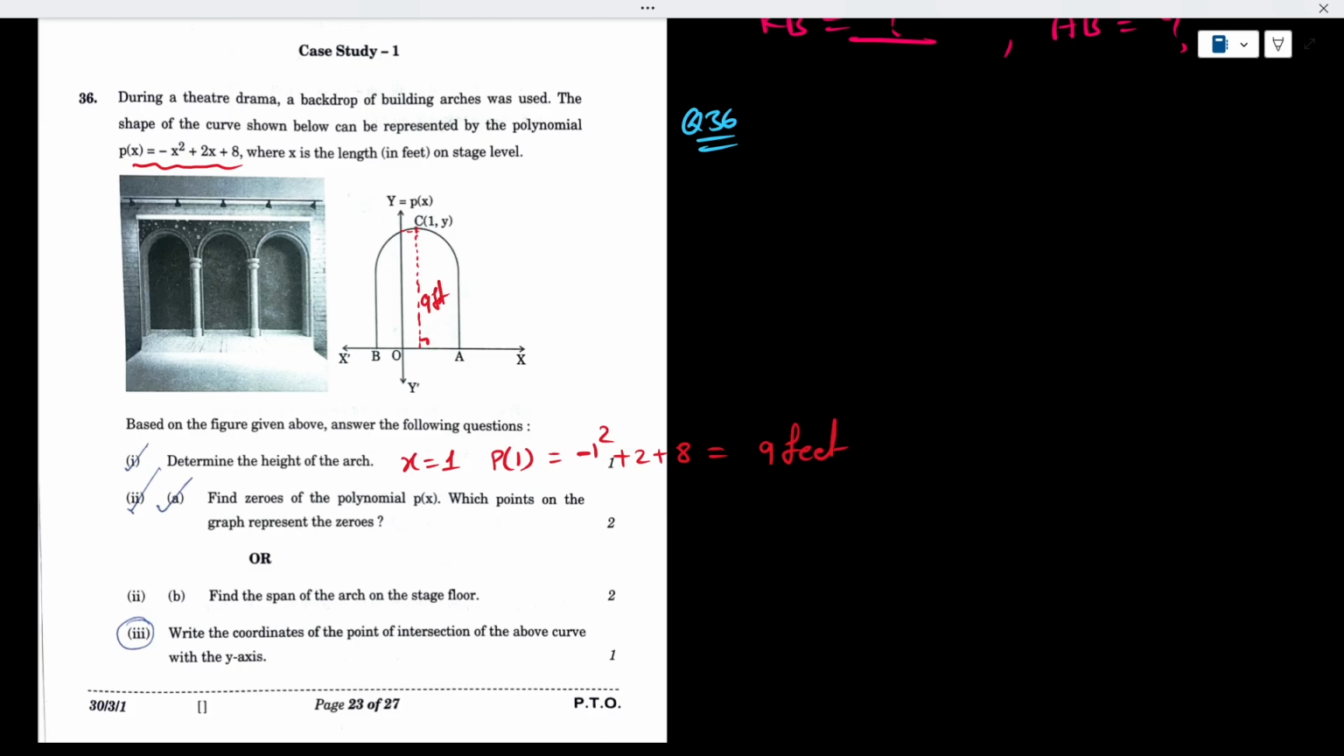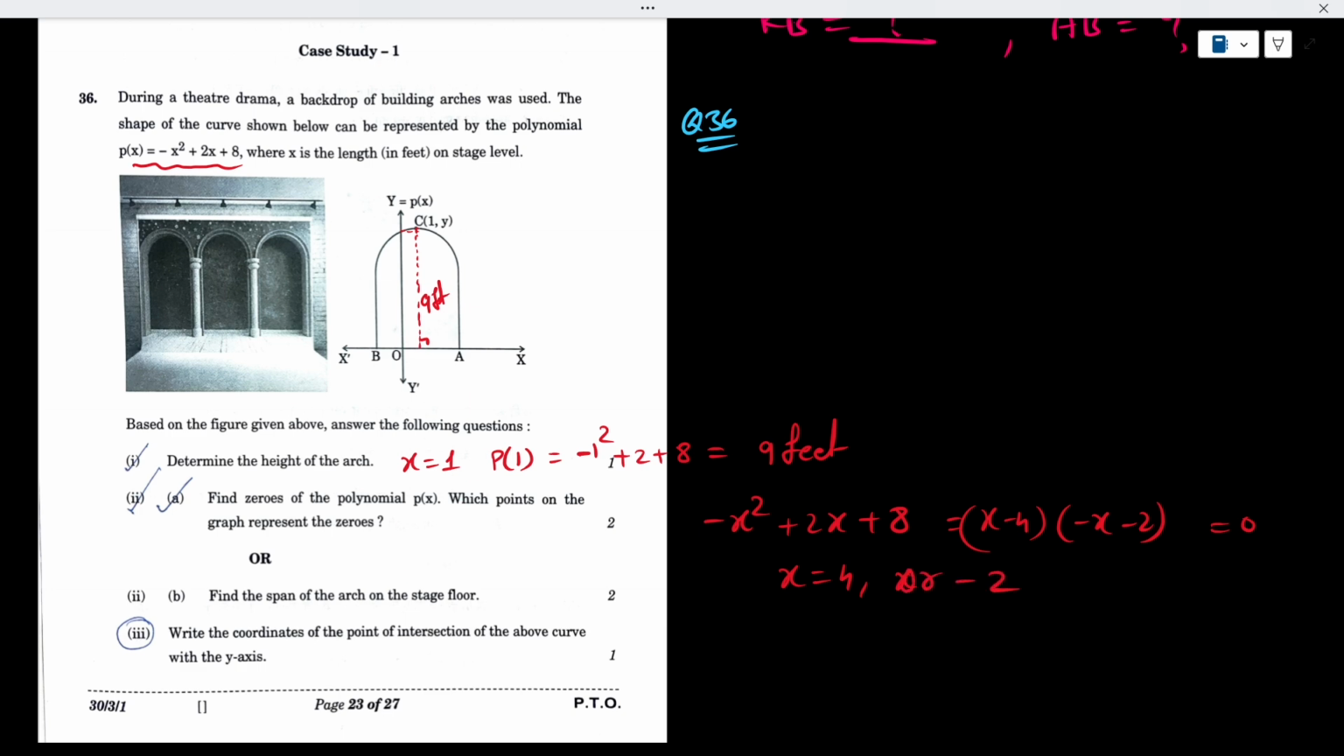After that, what is in the second question? Find the zeros. For zeros, you can follow the factorization method here. You can do 2x plus 8. If you factorize, you will get x minus 4 times minus x minus 2. If you equate with 0 to get the zeros, your answers are going to be x equals 4 and x equals minus 2.